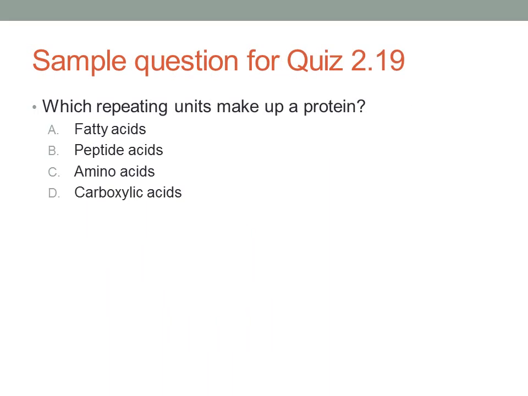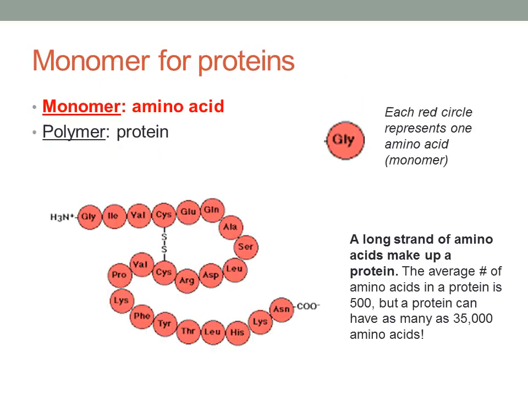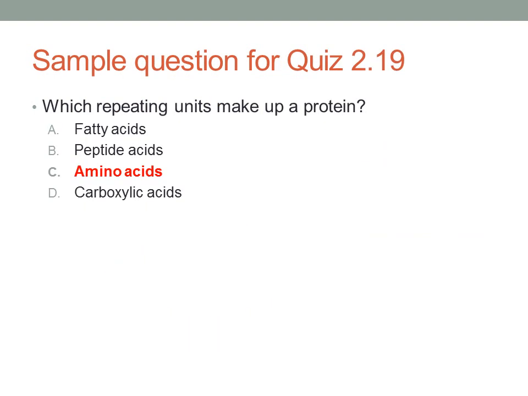A sample question for quiz 2.19 is, which repeating units make up a protein? Another way to say repeating units would be subunit or monomer. So what is the monomer of a protein? We see in the slide just before that the monomer for a protein, or each red circle, represents an amino acid. The answer for this question would be C, amino acids.